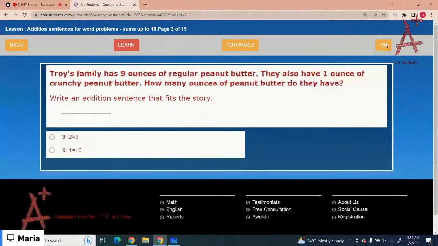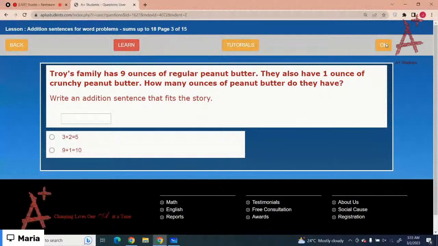Okay, the next one is Troy's family has 9 ounces of regular peanut butter. They also have 1 ounce of crunchy peanut butter. How many ounces of peanut butter, total peanut butter, do they have? Got it? You have to add the regular peanut butter and the crunchy peanut butter. You need to add 9 plus 1. So just look at the option that has both the numbers involved. So which is the correct option?